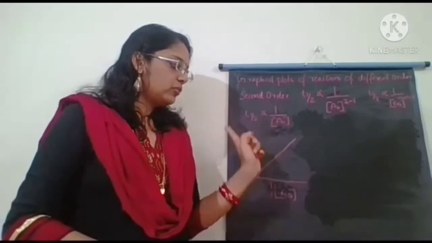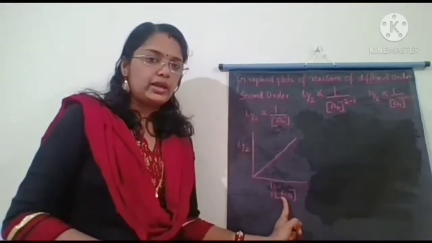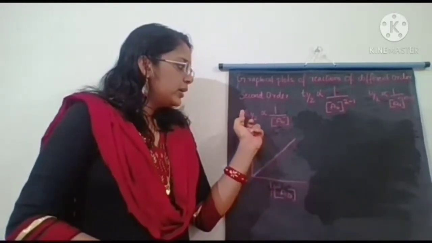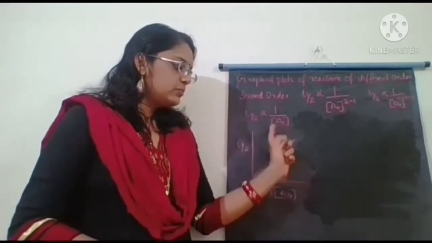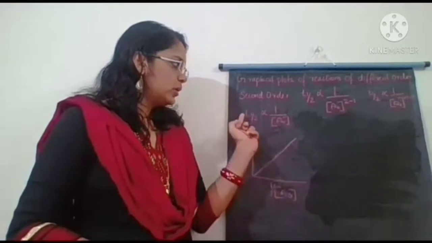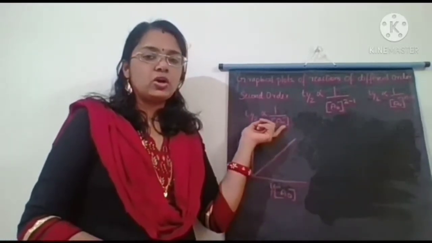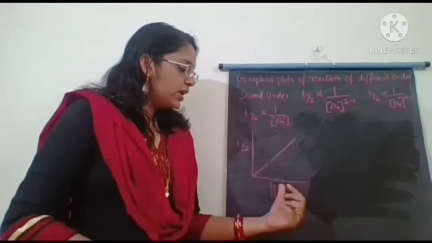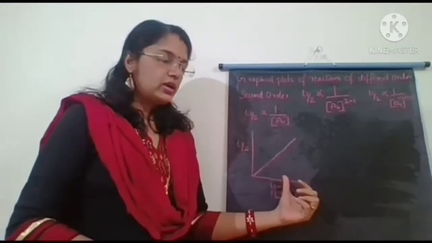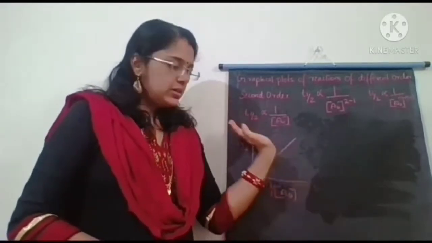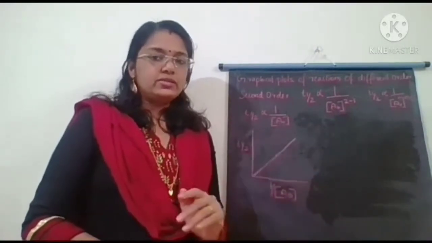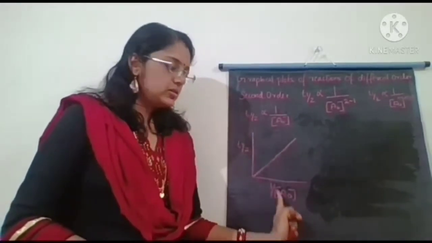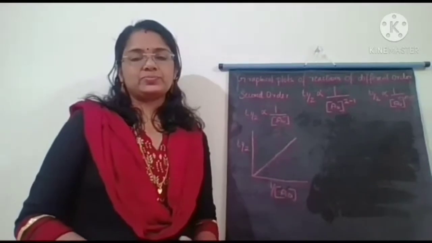So when we are plotting a graph between T-half on the y-axis and 1 by A0 on the x-axis, we will get a straight line with a positive slope. But when we are plotting a graph between T-half and simple concentration on the x-axis, when T-half increases, definitely initial concentration decreases. That means it is inversely proportional. So when T-half and simple concentration of reactant are plotted, the slope will be reversed, with a negative slope. Here we are plotting a graph between T-half and 1 by A0, so we are getting a graph with a positive slope.